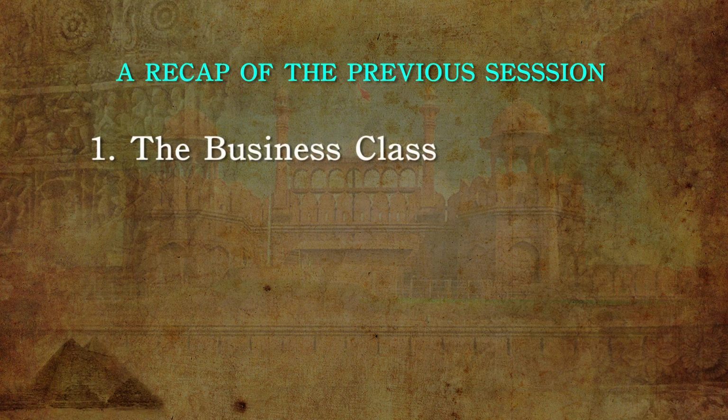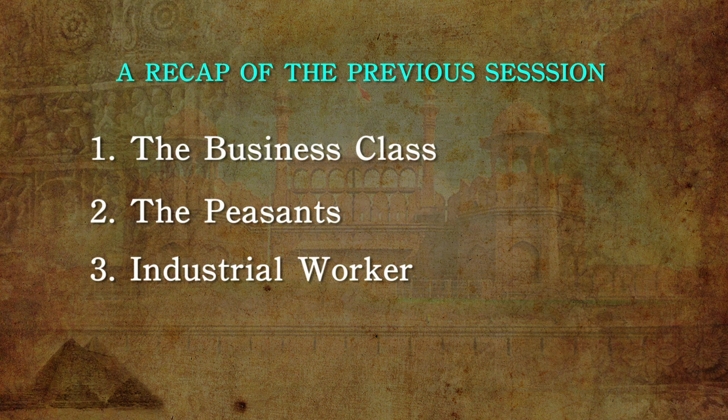Let us first do a quick recap of the previous session. We learned about the Salt March, the repressive policies that were followed after the signing of the Gandhi-Irwin Pact. We also saw the classes which participated in the civil disobedience movement, namely the business class and the peasants and the industrial workers. Let us now see the role of women in civil disobedience movement.